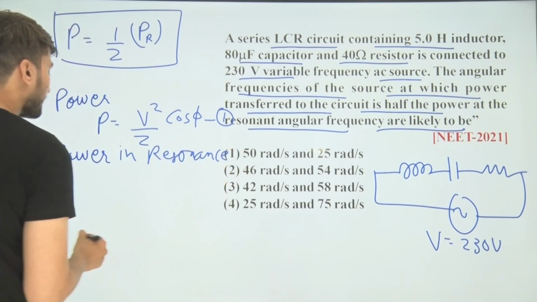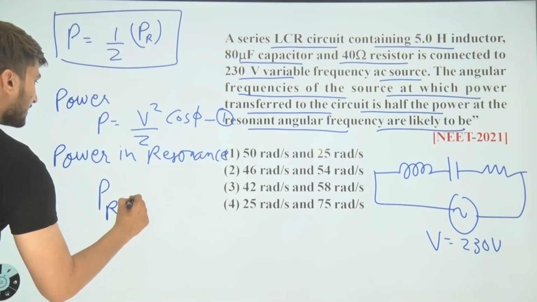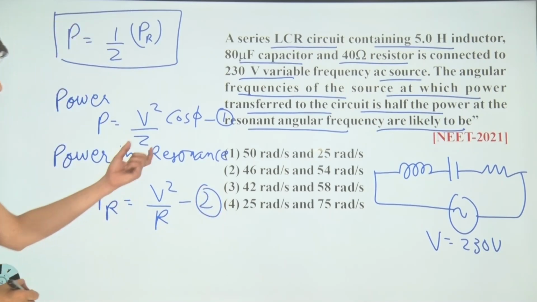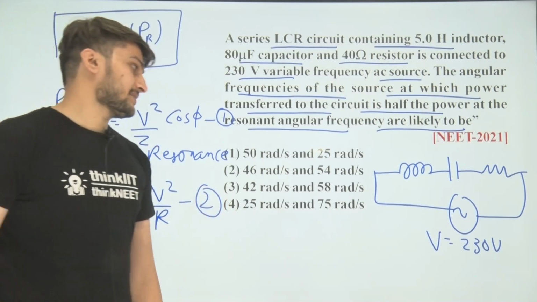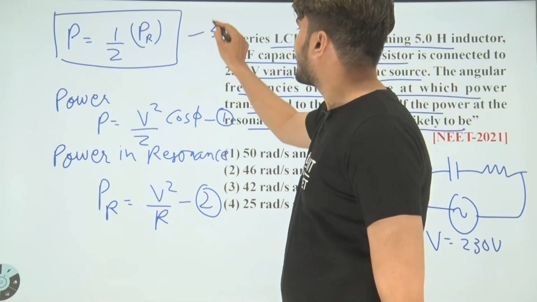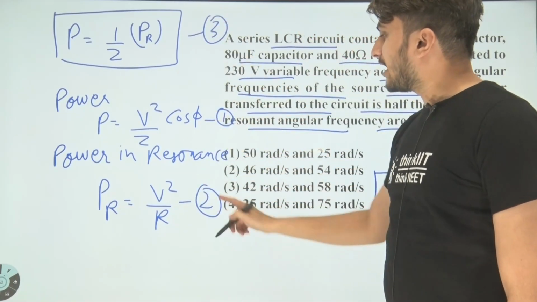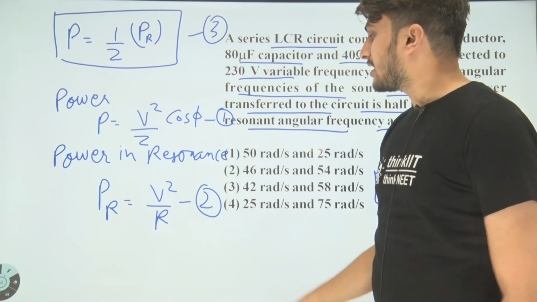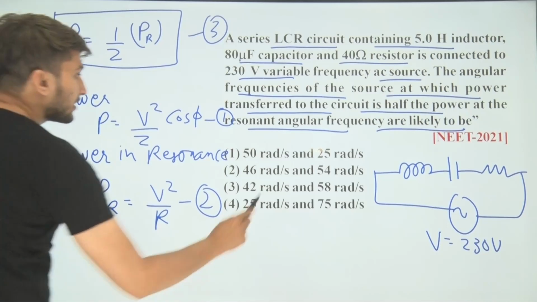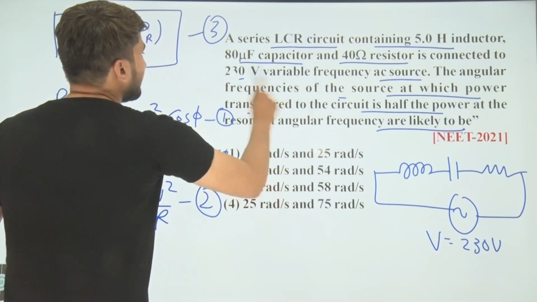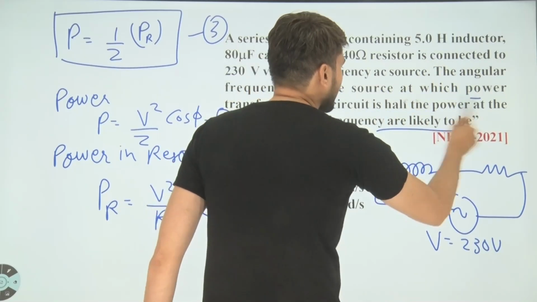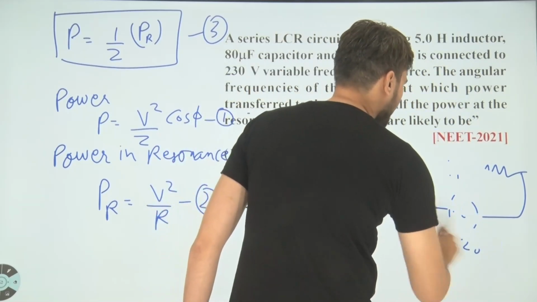And if I am talking about power in the resonant circuit, power in resonance, in resonance cos phi is equal to 1. So PR is equal to V square by R. This is equation number 2, because Z behaves like a resistance. Now we have equation 1, 2 and this is 3. So from 1 and 2 we put the values of P and PR in equation 3.